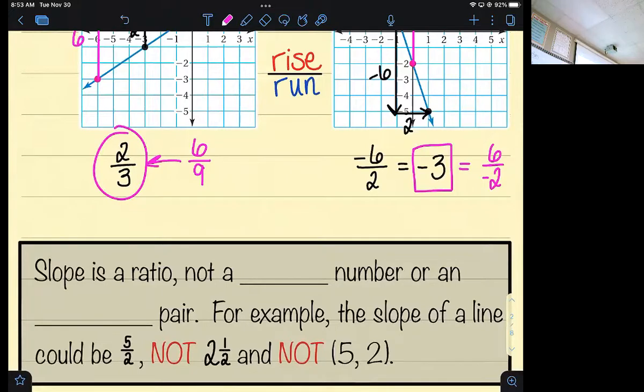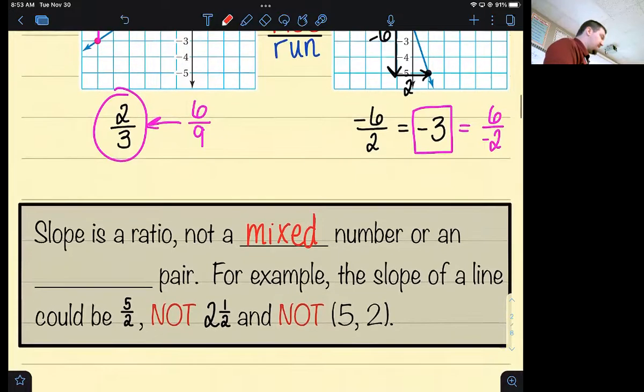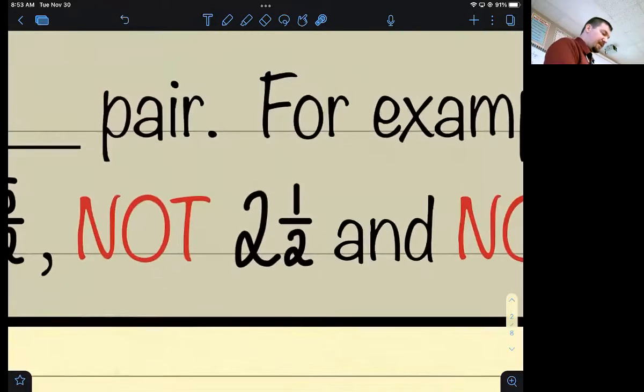Okay, so a couple things to keep in mind. Although you can reduce your slopes, you should never write your slope as a mixed number. For example, if your slope was 5/2, that's an improper fraction ratio, do not change it to 2.5. You can reduce it to an integer, but you can't make it 2.5. How many numbers do you see right here? 2.5. There are 3 individual numbers in that mixed number. That's too many. Okay, it is not a mixed number. So never write your slope as a mixed number.